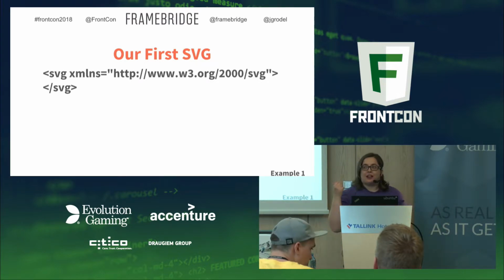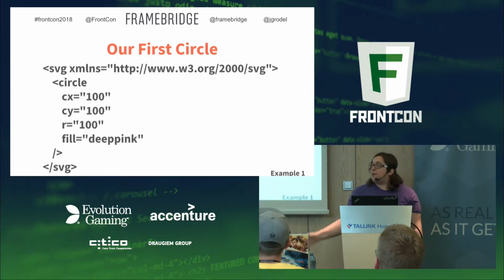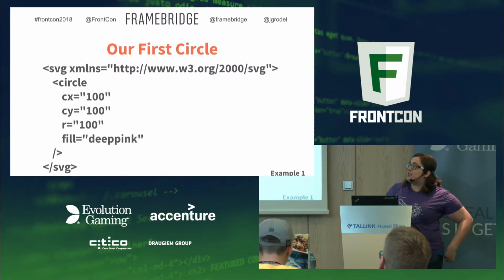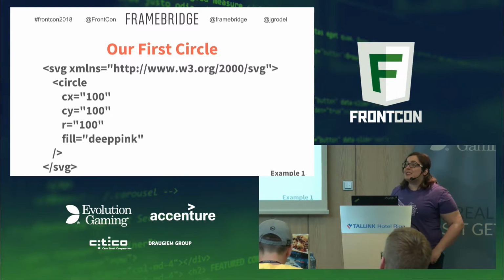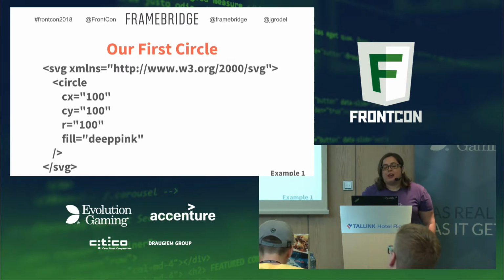So here's a most simple SVG. We have an open tag and a close tag, and the open tag has an XML namespace since we're writing proper XML with SVGs. Here I've added a circle. The circle is a self-closing tag. There is a CX and a CY attribute on it. That defines the center of the circle on the X and the Y axis. There's also a radius on there and a fill, so a fill of deep pink.